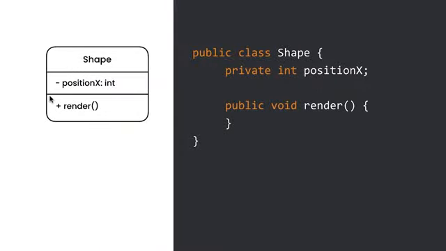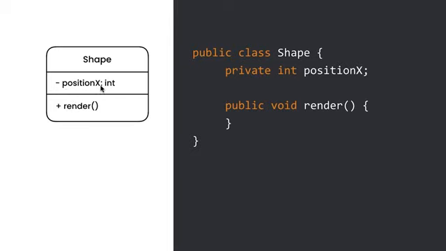Here are a few examples. This is how we can represent a class in UML. So we have this rectangle. On the top, we have the name of the class. In the middle section, we have the fields, and down below, we have the methods. So here we have a class called shape. In this class, we have a field called position x, and the type of this field is integer.